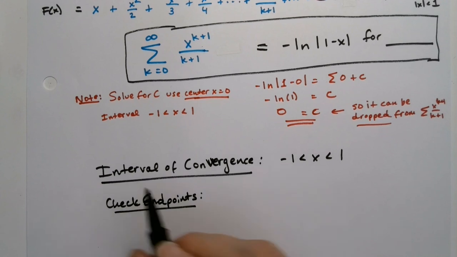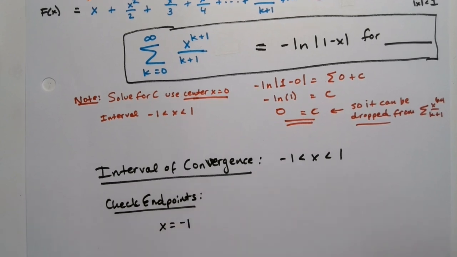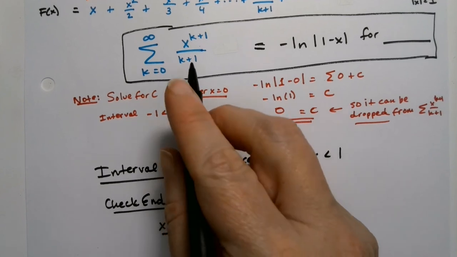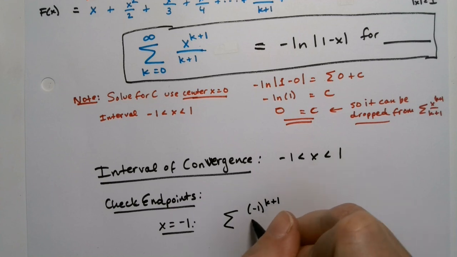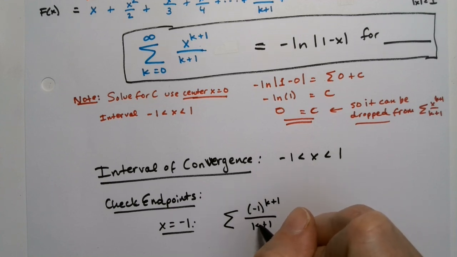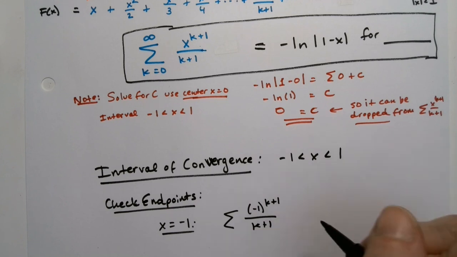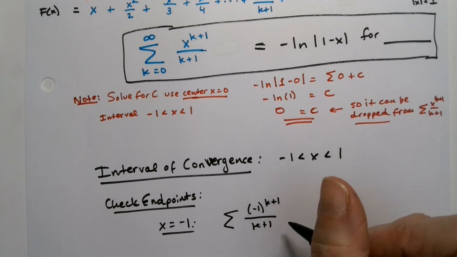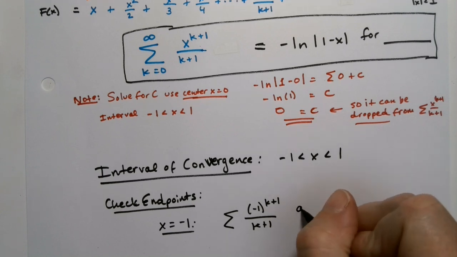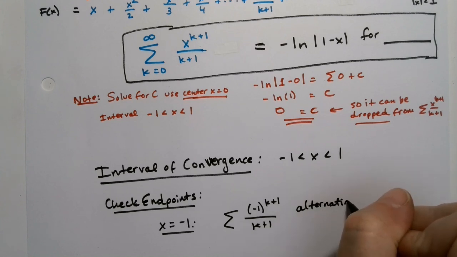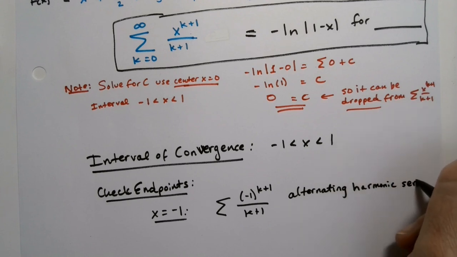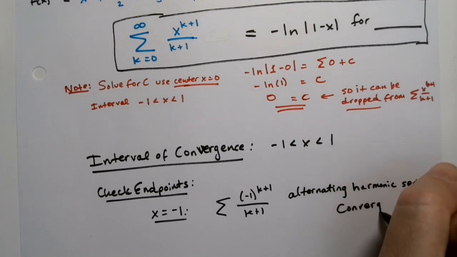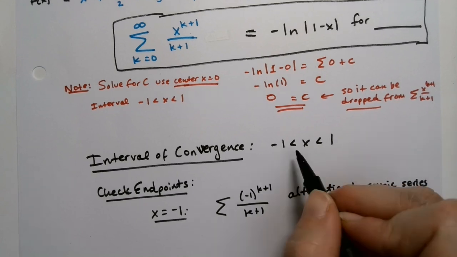Okay, so what are the two endpoints? I have x equals negative 1. If I have x equals negative 1, then my series is negative 1 to the k plus 1 over k plus 1. That's an alternating harmonic series. That converges. I mean, granted, it's got plus 1 in it, but that doesn't change the fact of what it is. This is an alternating harmonic series. This converges. We actually have to include negative 1.